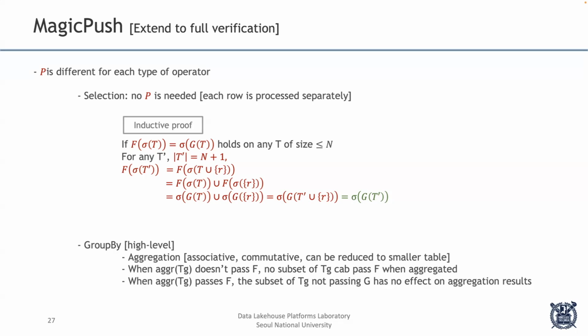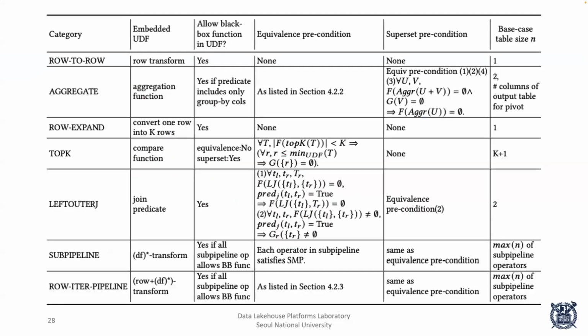So they make a list of preconditions P for 7 types of core operators, representing these 120 pandas APIs. They summarize them in 7 categories. We said the row to row, and then aggregate, and they create preconditions for other categories also.